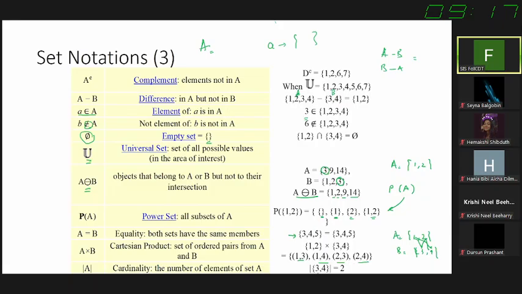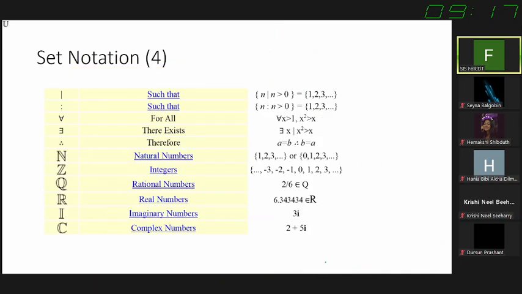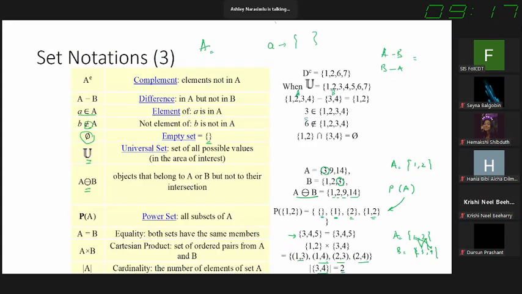And cardinality would be simply the number of elements in a set. So the cardinality of the set B, where B is {3, 4}, would be 2. Okay, so far so good. Is everyone able to cope with whatever we're saying? Can I have some feedback? Yes, sure, Ashley.